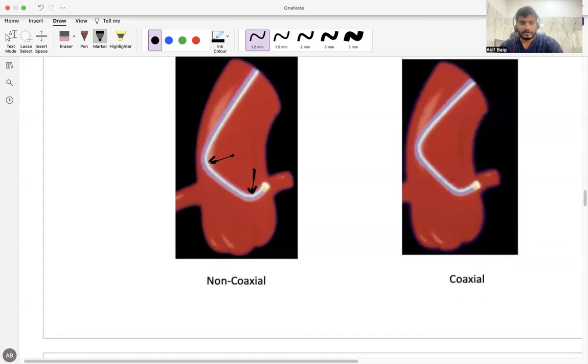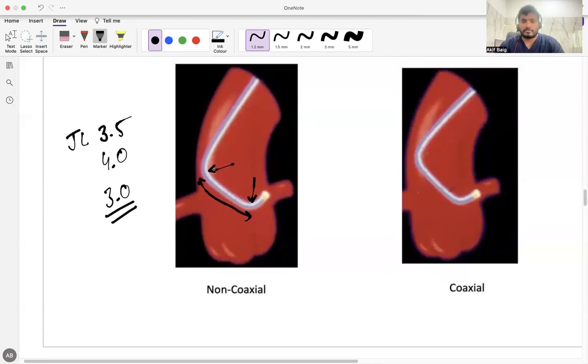Why is this curve important? Because based on that, we decide the size of the catheter. Usually the distance between the secondary curve and the primary curve basically decides the size. Sometimes we use JL 3.5, 4.0, 3.0. This is all decided based on the distance between the primary and secondary curve.